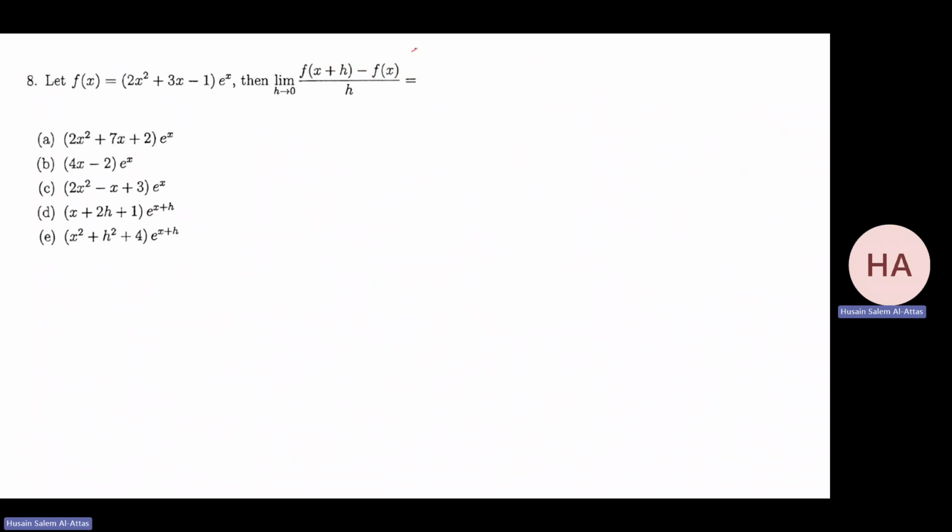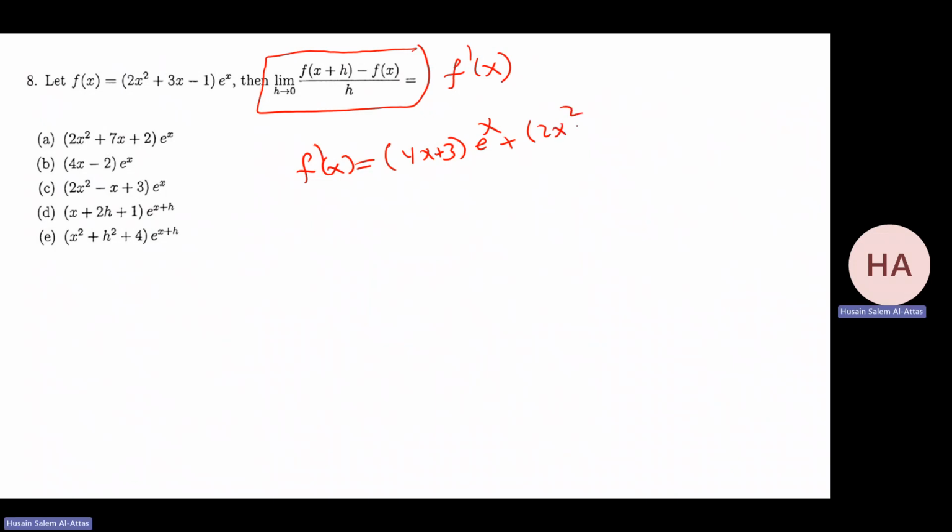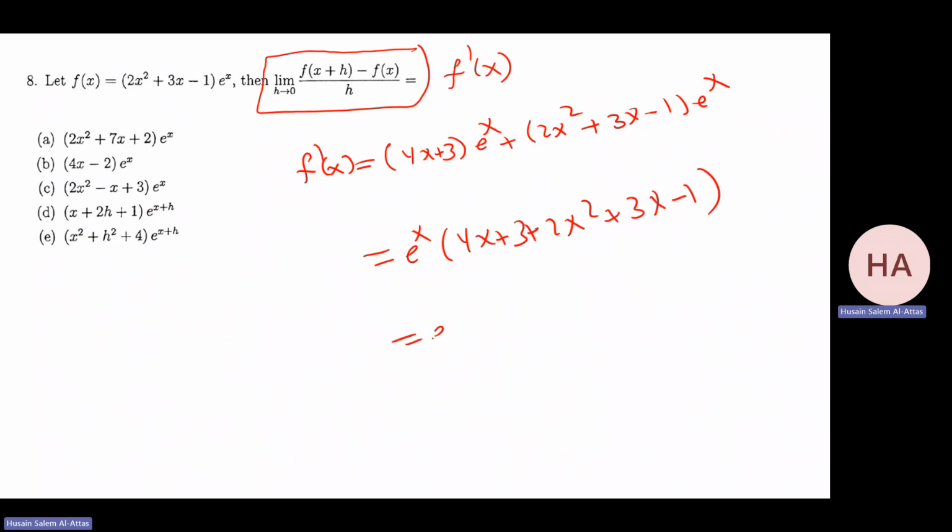This is the thing we do. We did something similar. You want f prime. F prime is just a product. Derivative of the first, which is 4x plus 3, times e to the power x, plus the first times the derivative of e to the power x, which is the same. So take e to the power x as a common factor. I have 4x plus 3 plus 2x squared plus 3x minus 1, which is 2x squared plus 7x plus 2. I did 3 minus 1, which is plus. So this is the answer.